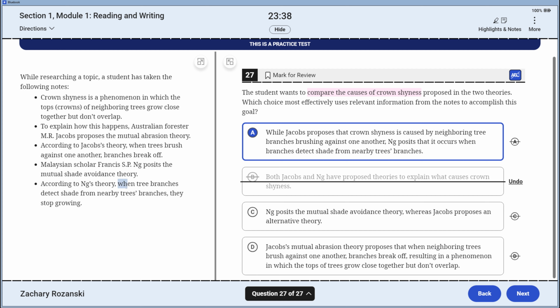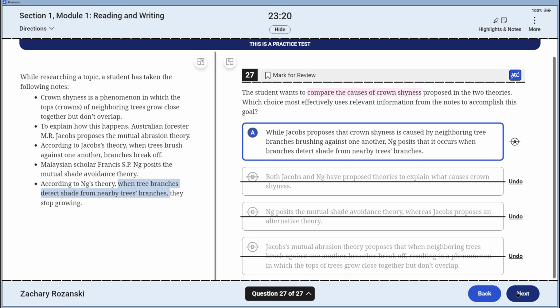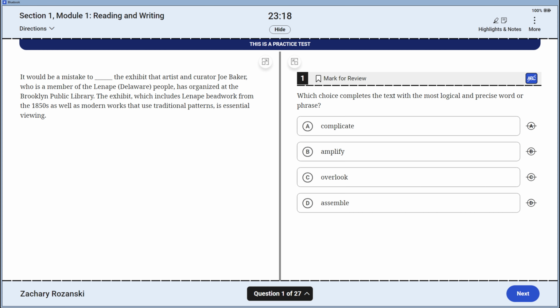N posits that when tree branches detect shade from nearby tree branches, detect shade, detect. So A is true, C is going to fall. J's mutual abrasion theory proposes that when neighboring trees brush against one another, branches break off. This just gives us 1. A is true, therefore we love it.